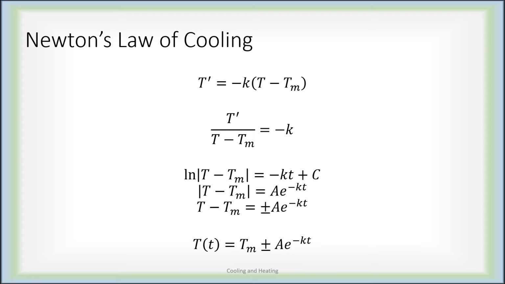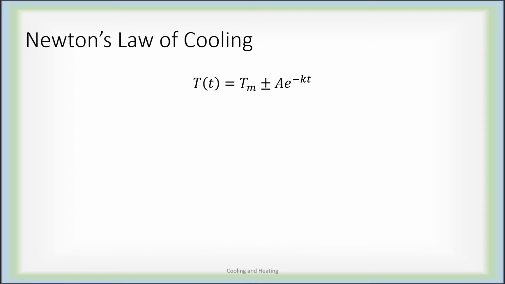Moving the Tm to the other side, the temperature of our object is equal to the temperature of the surrounding medium plus or minus some constant times e to the minus Kt, where K is some constant that represents the material we're working with, and t is the variable for time. So here's our solution.